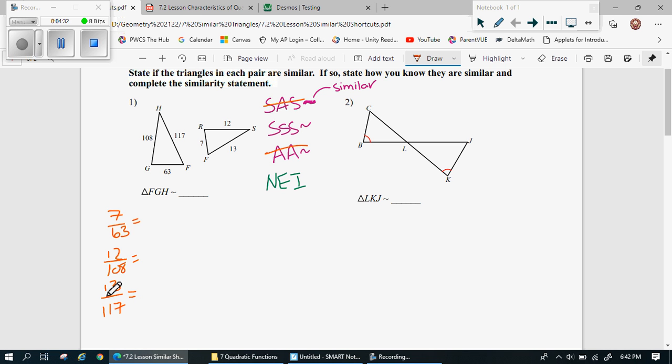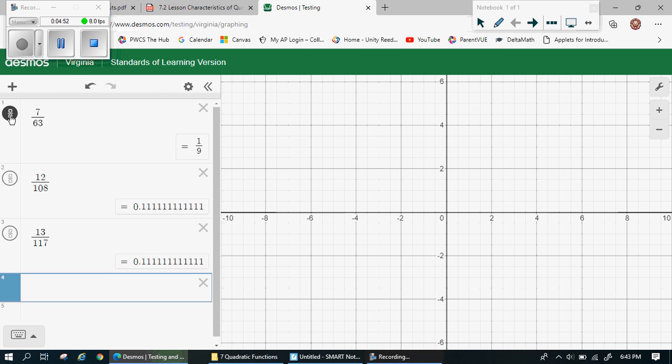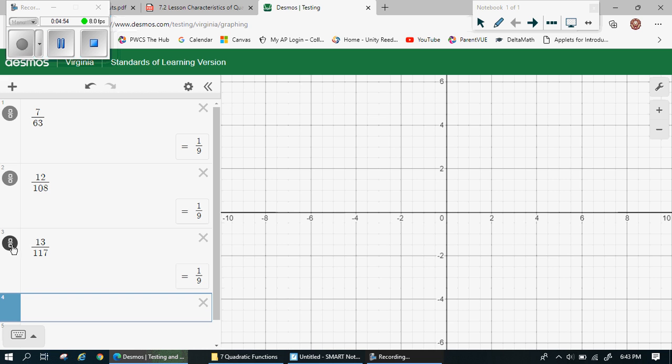I'm going to pause here and pop these in the calculator and see what decimal I get, because if they're the same decimal, then those fractions are equal. You can see I've put all 3 of those fractions into Desmos, and I get the same decimal, 0.1 repeating, for all of them. That means even though these fractions look different, they are all the same. And if I press this button, it'll give me the simplified fraction. They all simplify to be 1 over 9. That means they're in proportion.